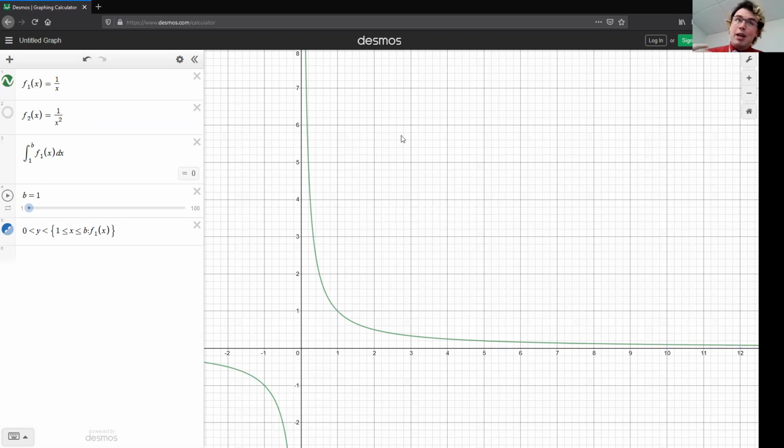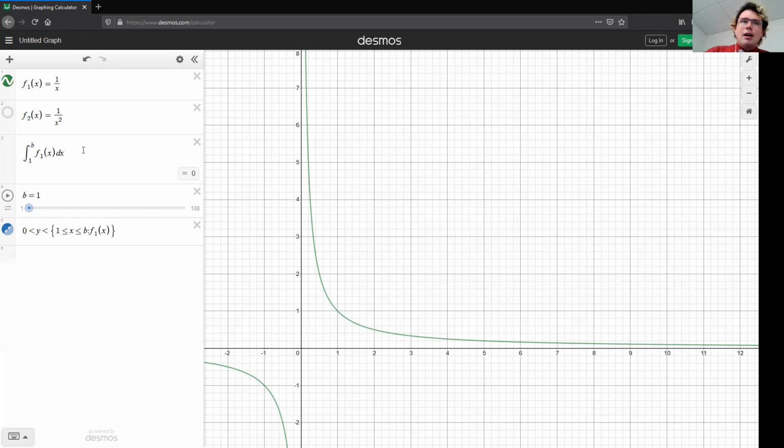Now, let's just look at the graph of 1 divided by x. And in my formula 3 here, I've asked Desmos to calculate the integral from x equals 1 up to b of the function f1 of x dx. And right now my b equals 1. So Desmos tells me that is 0. Hey, thank you. I really needed to know that the integral from 1 to 1 of this function is 0. Don't think about it too hard.